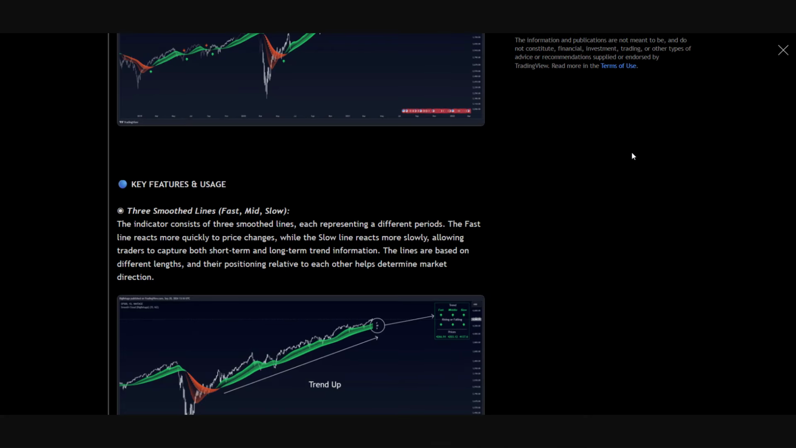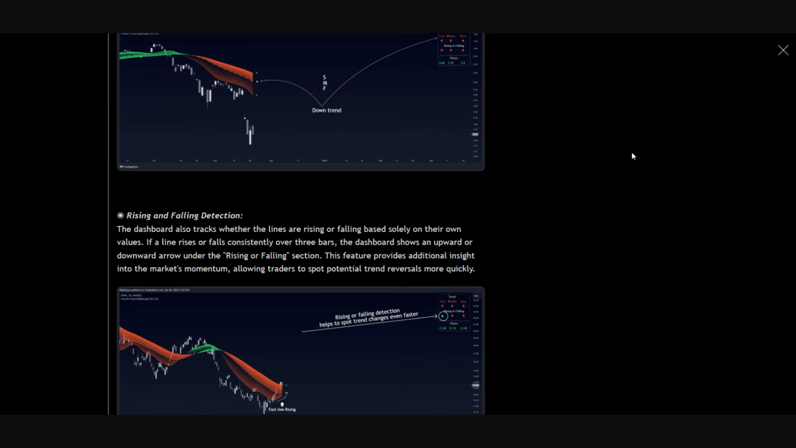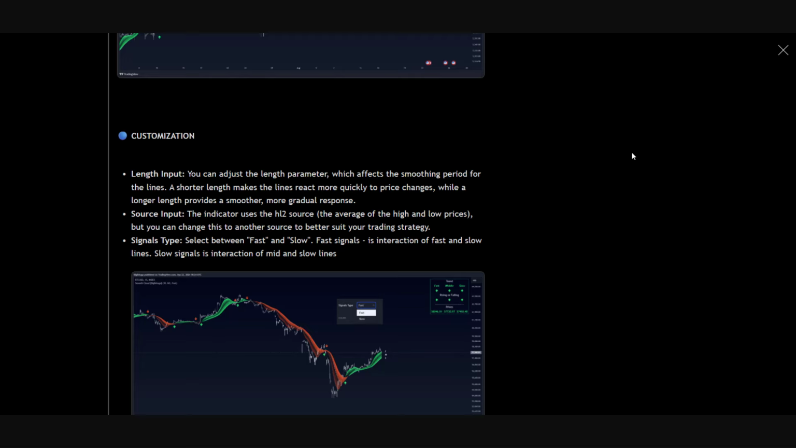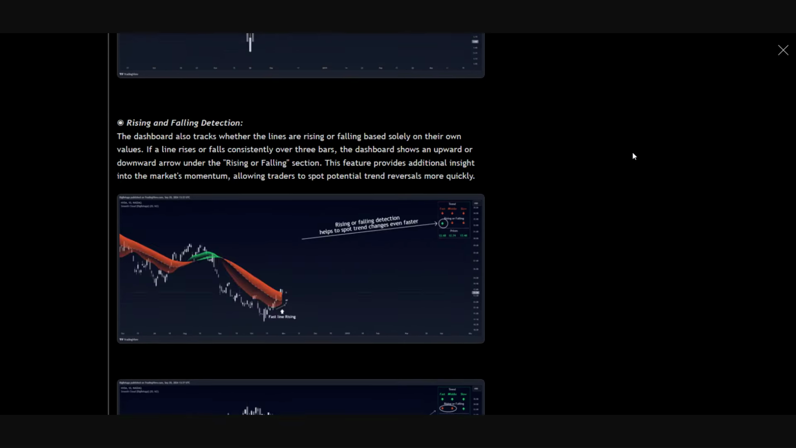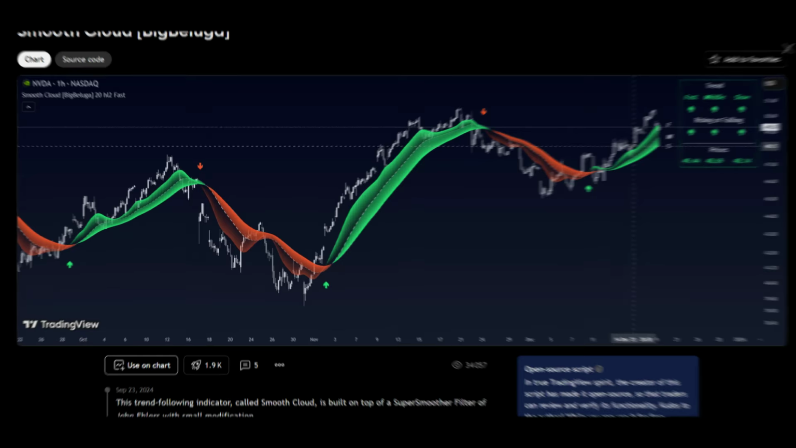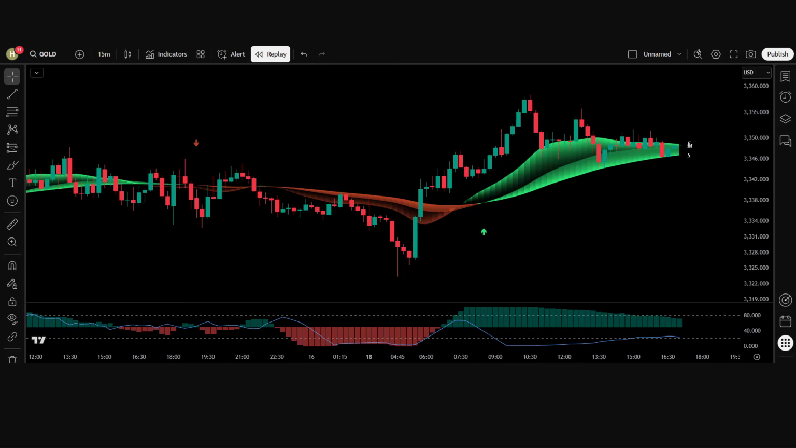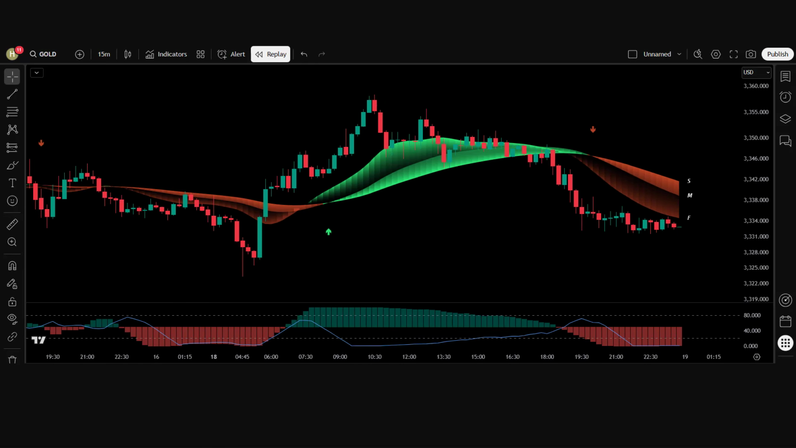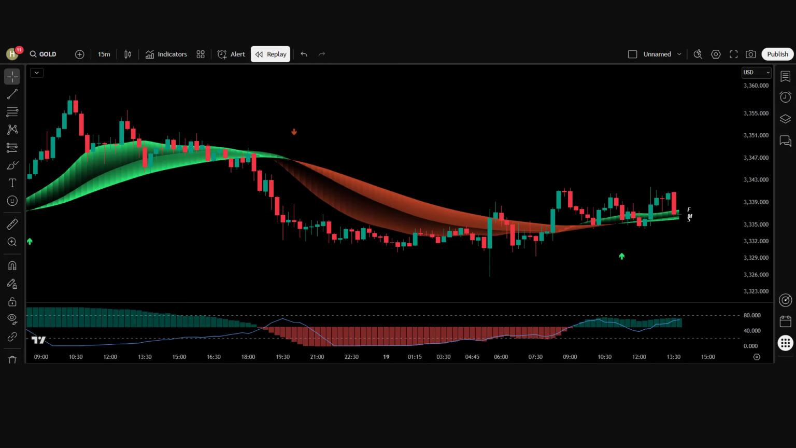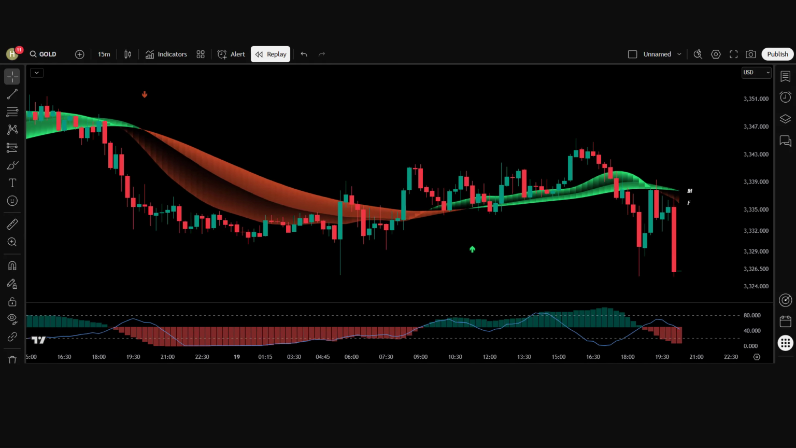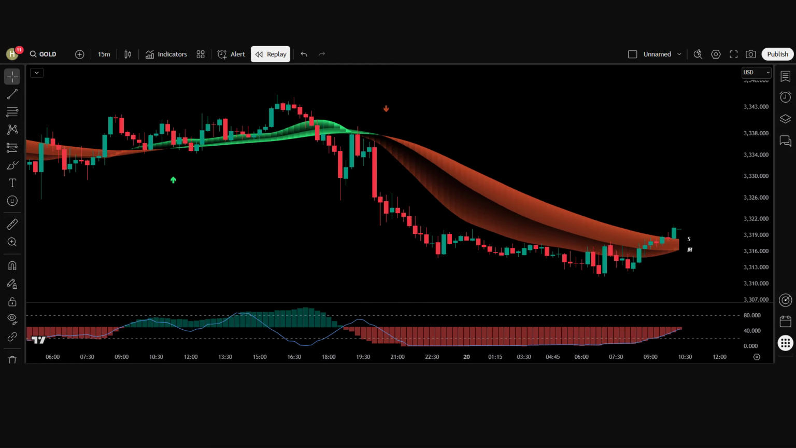This tool is designed to help traders identify trend direction, potential entry points, and areas of support and resistance with incredible clarity. Unlike standard clouds, the Smooth Cloud filters out noise, giving you a cleaner view of market momentum. I'll walk you through how this indicator works, the best settings to use, and how you can combine it with other strategies for higher probability trades. Whether you're trading Forex, stocks, or crypto, the Smooth Cloud can be a powerful addition to your trading toolkit.